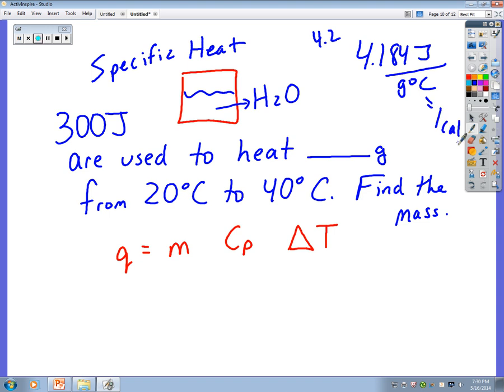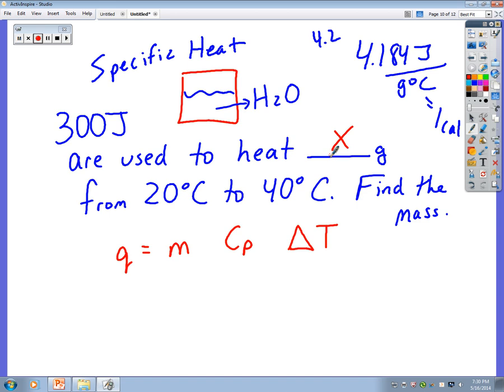Let's do this problem. I have 300 joules. They're used to heat water. I don't know how much water. This is my X. I'm heating it from 20 to 40 degrees. Find the mass. The equation for this is Q equals mc delta T.